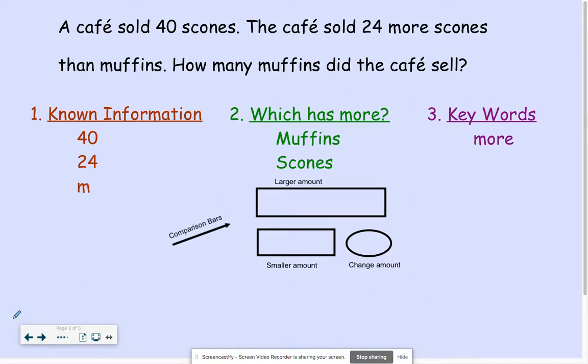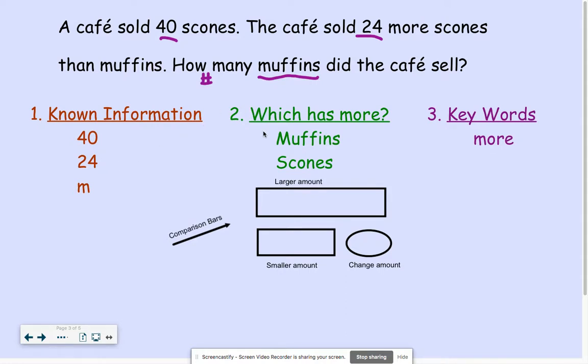A cafe sold 40 scones. So 40 is one of our known pieces of information. So step 1 was to write our known information down. The cafe sold 24 more scones than muffins. How many muffins? So the words how many tell us our answer is a number. Muffins is the label, so our variable is going to be M for muffins. So we have all of our known information down.